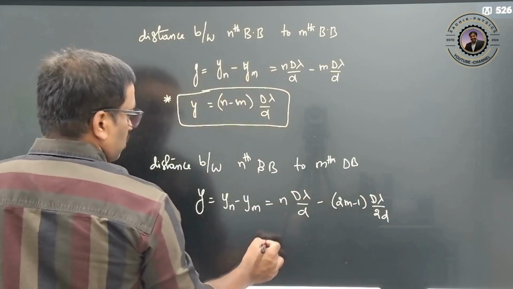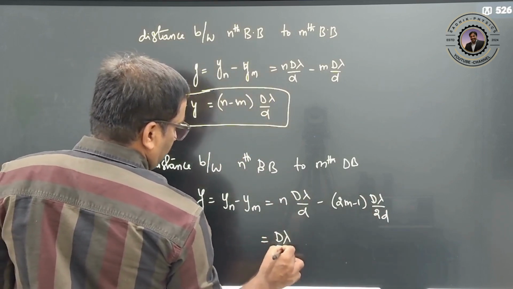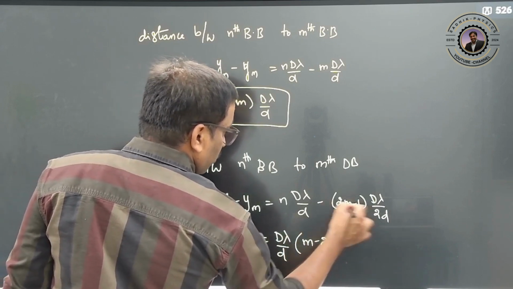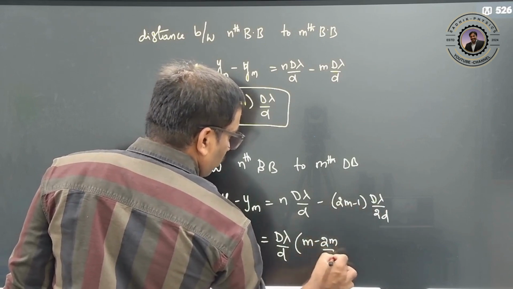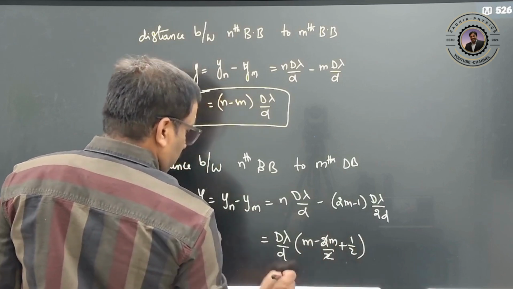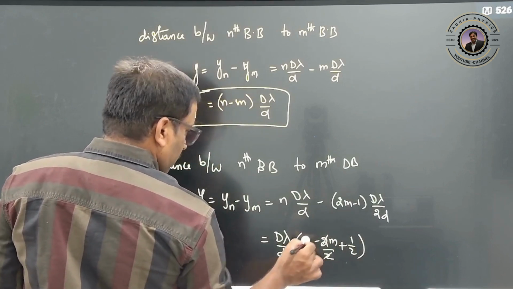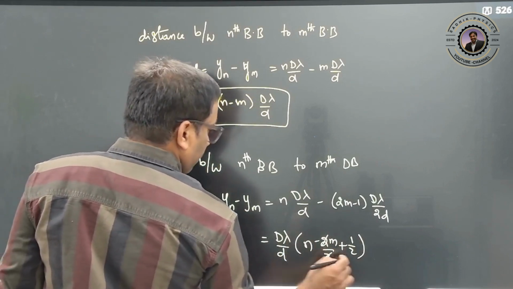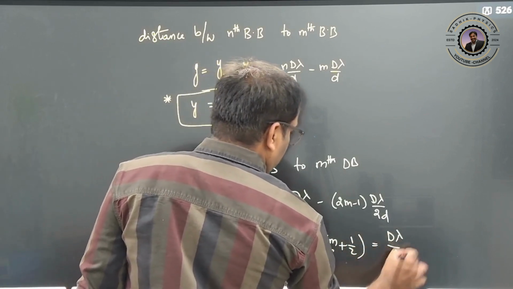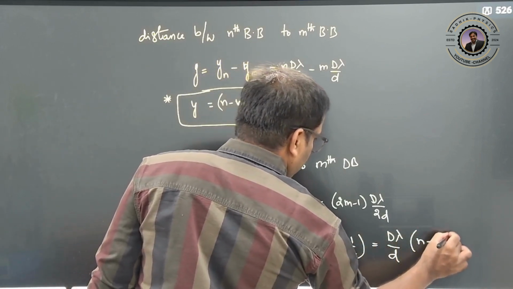Clear? So I can rewrite it as d lambda by d. So therefore m minus 2m, so by 2, minus of minus plus 1 by 2. So these two get cancelled out, no, sorry, this is m, this is n. So therefore what I can write now is nothing but a d lambda by d, therefore n minus m plus half.